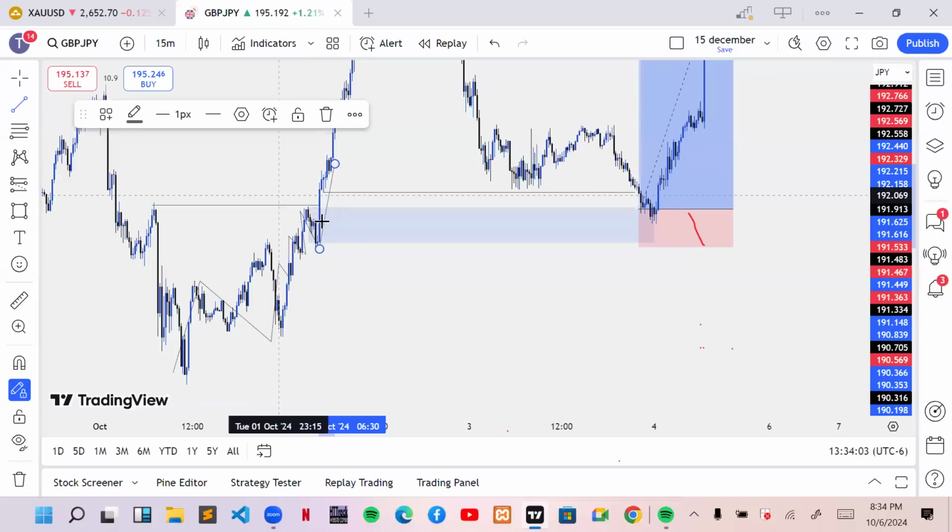If it was a market structure shift, this is what would happen: the market would change direction to the downside. But since it was a break of structure, the market continued to the upside. So it was maintaining its current trend while still breaking a key level in the market. That is the difference between a market structure shift and a break of structure.